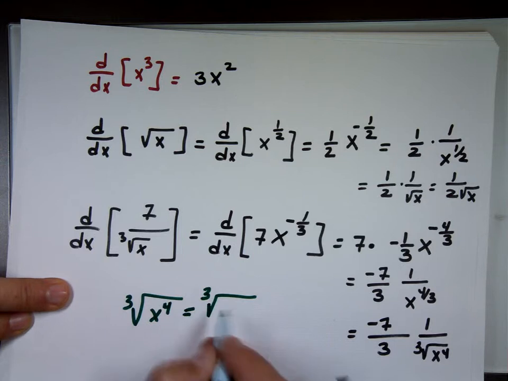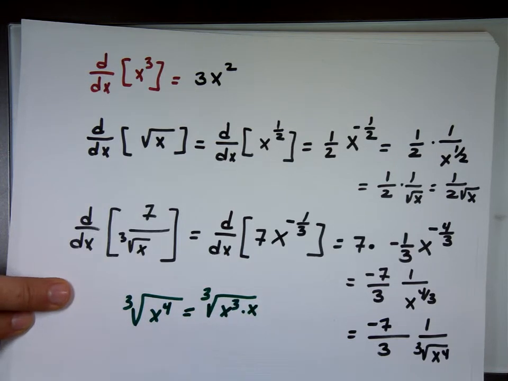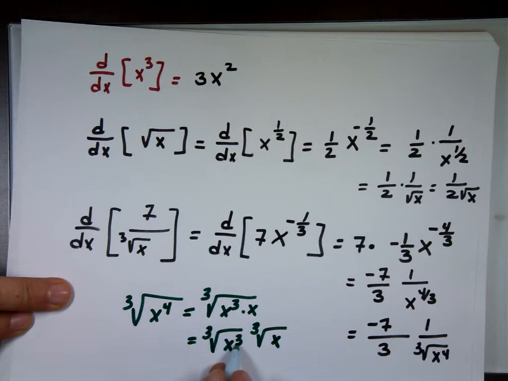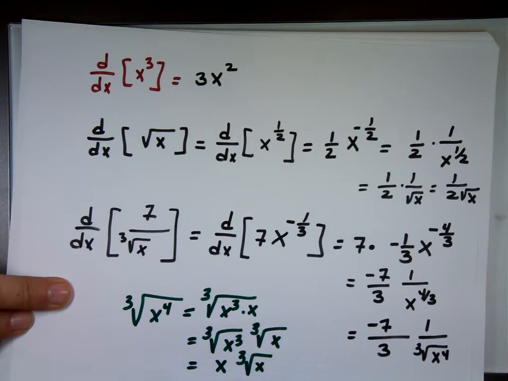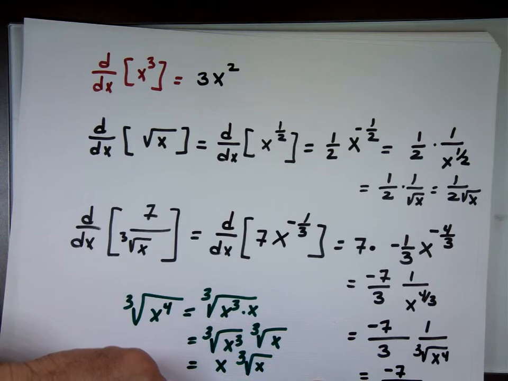X to the 4th is what? X to the 3rd times x. That's what x to the 4th is. And if you know about radicals, you can break it down into 2 parts when you have multiplication. What is the cube root of x to the 3rd? X times the cube root of x. So if you plug that in here, your final answer becomes negative 7 over 3x, the cube root of x.